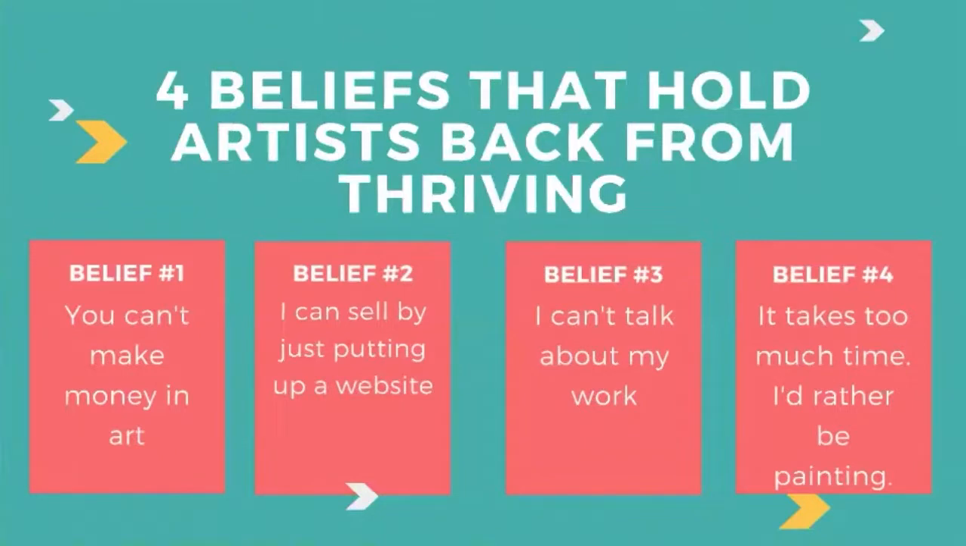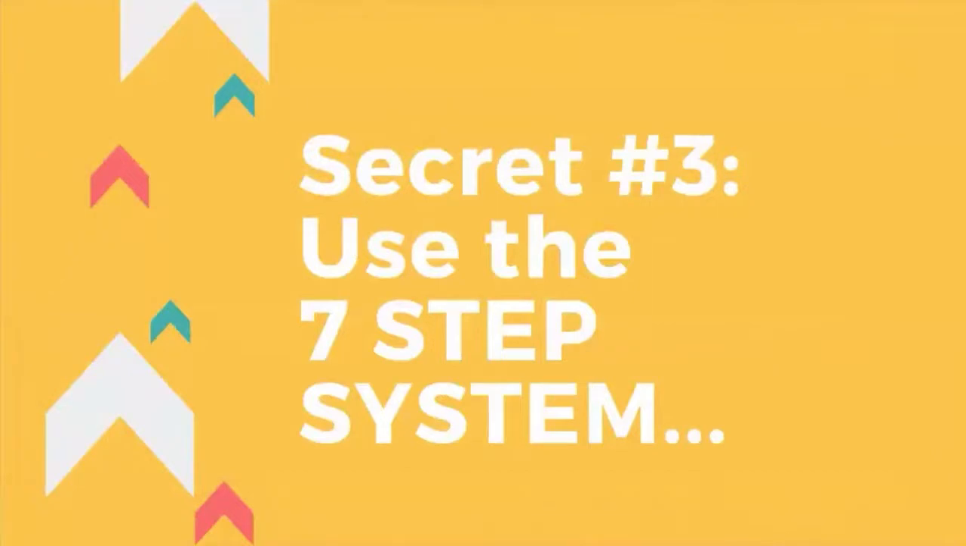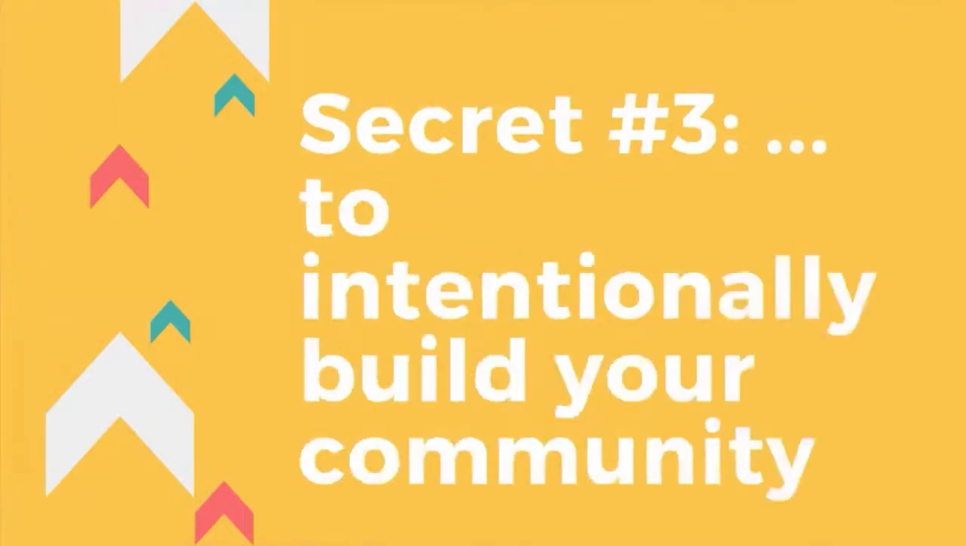The fourth belief that holds artists back is that it takes too much time. I'd rather be painting. Truth is, it doesn't have to take that much time. So the last secret here is that using a system actually saves time. And yeah, it takes a little bit of time getting it together, but not nearly as much time as it took me to put it together because I've got the system for you right here. You might have to tweak it a little bit to make it apply for you. But secret number 3 is to use the 7-step system. It's actually secret number 4. Secret number 4 is to use a 7-step system to build an intentional community.